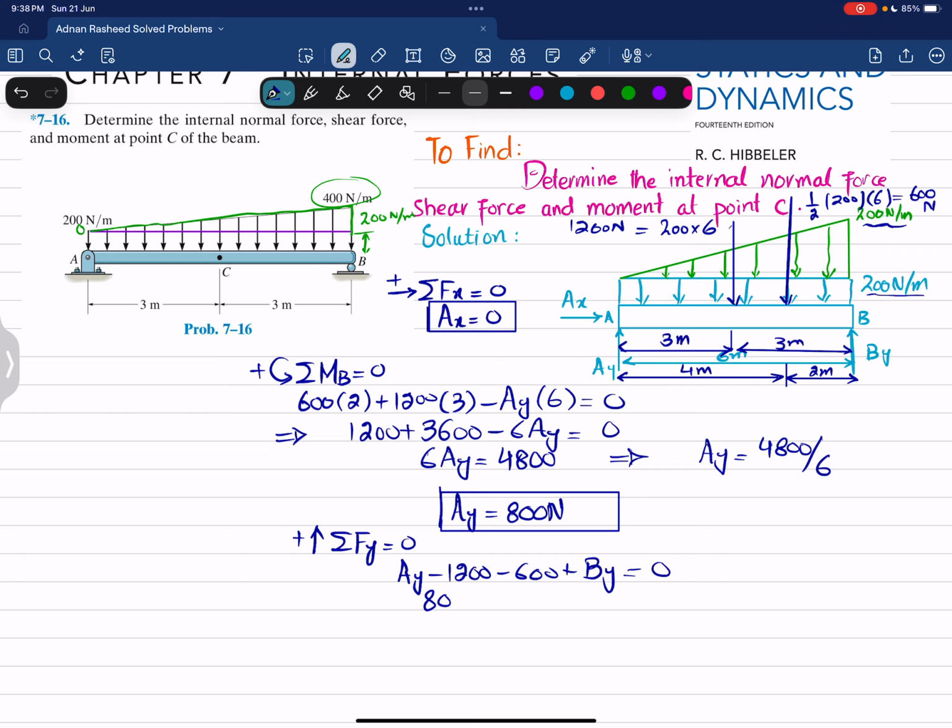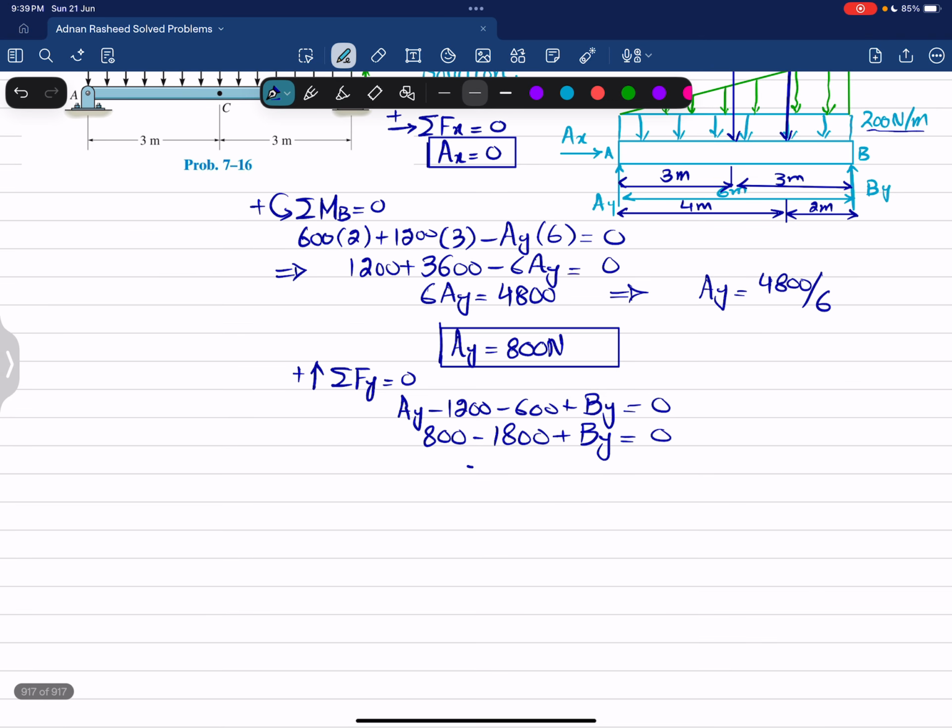So AY is 800 minus this is 1800 plus BY is equal to 0. So from here this will be minus 1000 plus BY is equal to 0, and we will get BY will be equal to 1000 Newton. Now we have these reaction forces.